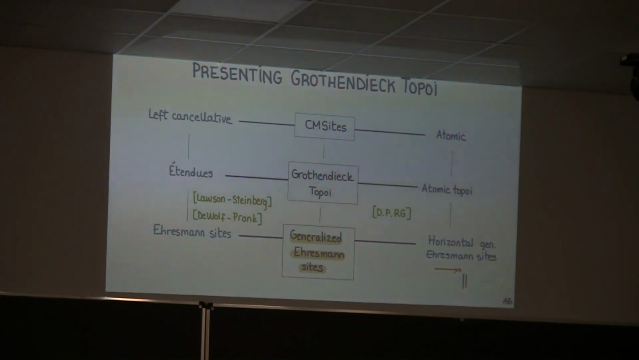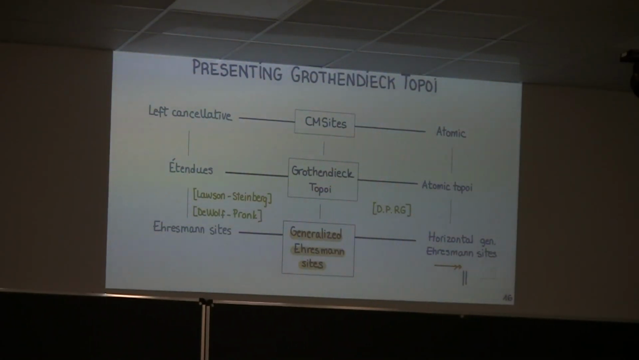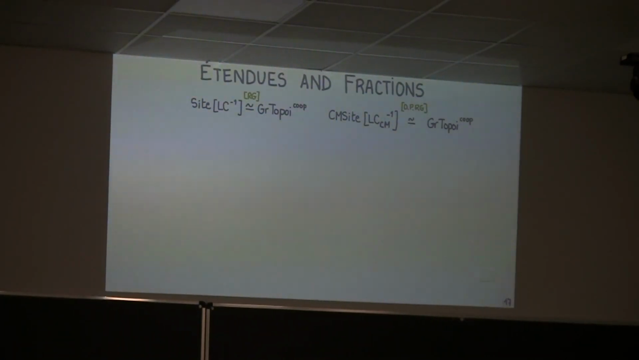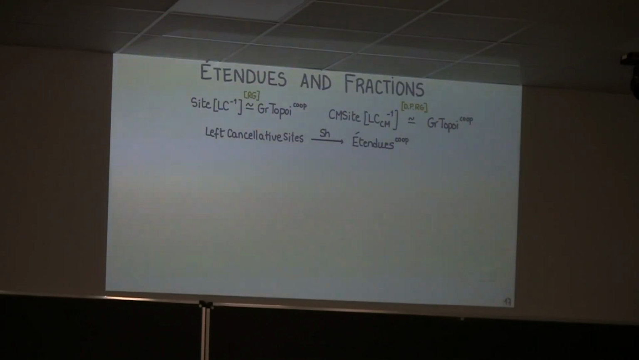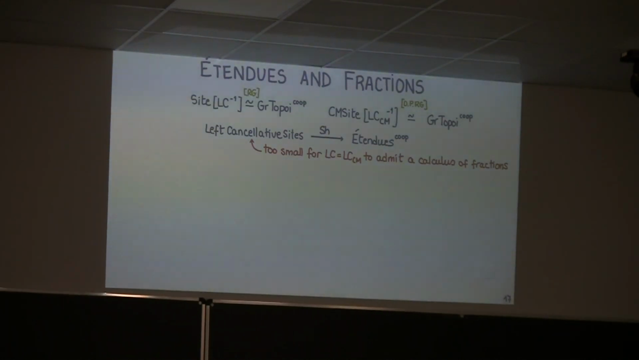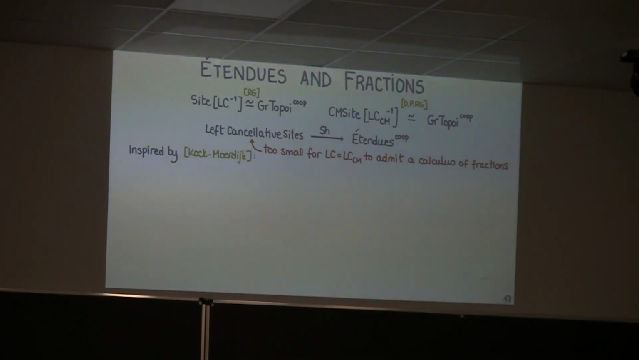And to finish, I would like to have a slide on what was our motivation when we started to do all of this, which was to try to understand Grothendieck in a two-categorical perspective. So we have these results, right? But if we restrict to left cancellative sites and we take sheaves, can we actually invert LC morphisms as well in order to obtain a bicategory of fractions? And the answer is it is too small for these particular morphisms to have a nice calculus of fractions. And so we have to enlarge.